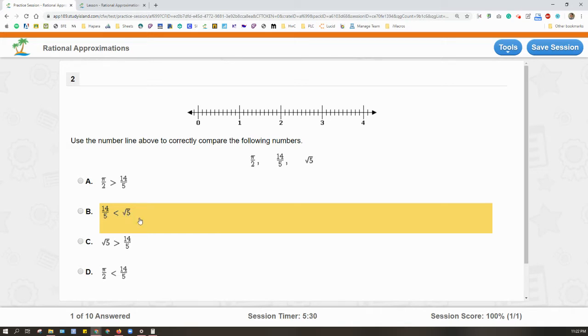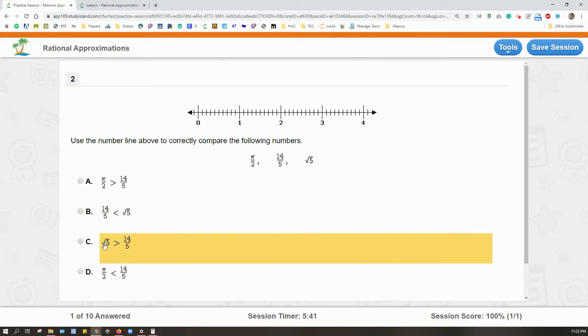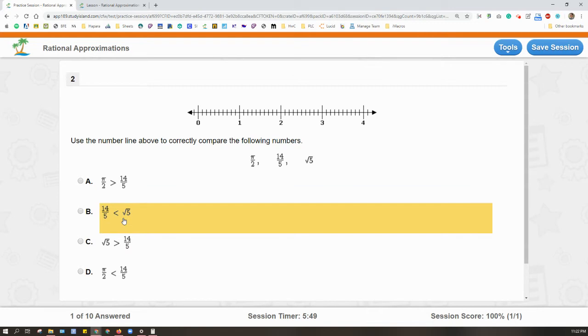And the square root of 5 is just a little bit more than 2, since the square root of 4 is 2. So something that's a little less than 3 is not more than something that's barely more than 2. So this is also false. This one, finally, the square root of 5, which again is a little bit more than 2, is greater than 14 fifths. Nope, that doesn't make sense either. That's the exact same thing that this one says, just backwards.